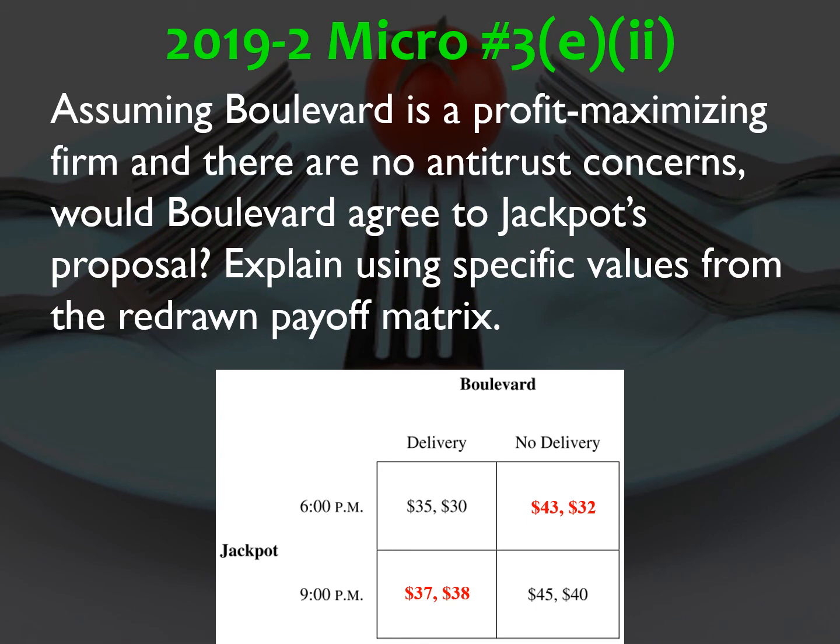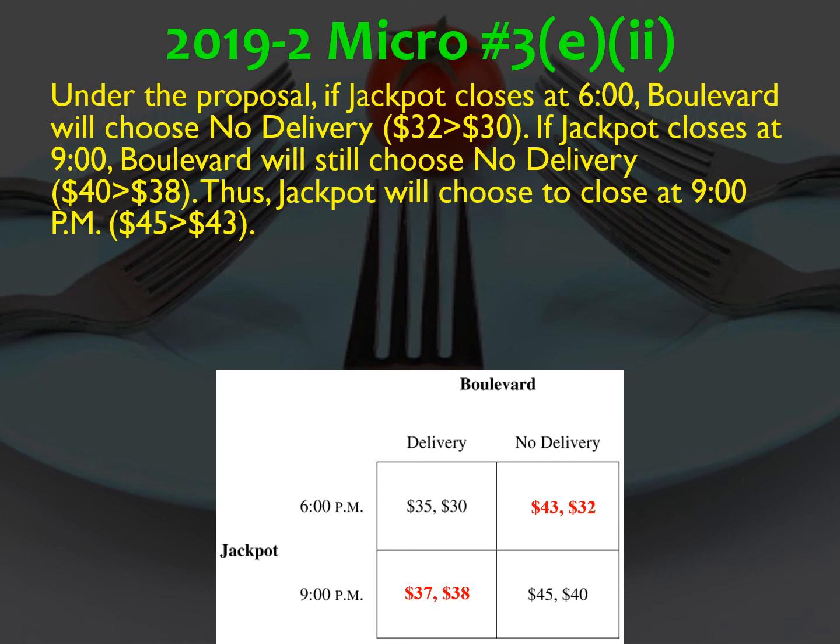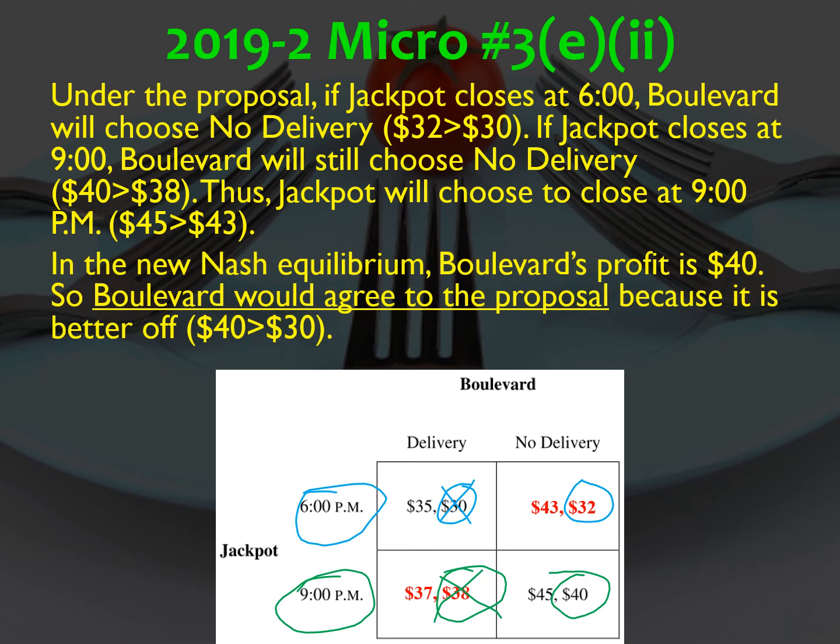E2, assuming Boulevard is a profit-maximizing firm and there are no antitrust concerns, would Boulevard agree to Jackpot's proposal? Explain using specific values from the redrawn payoff matrix. So the question is, is this something that Boulevard would do? Are they better off? Under the proposal, if Jackpot closes at 6, Boulevard is going to choose no delivery because 32 is greater than 30. On the other hand, if Jackpot closes at 9, Boulevard is still going to choose no delivery because 40 is greater than 38.